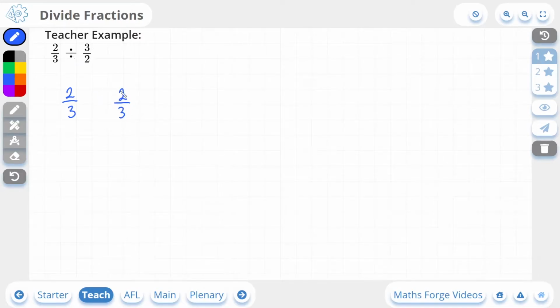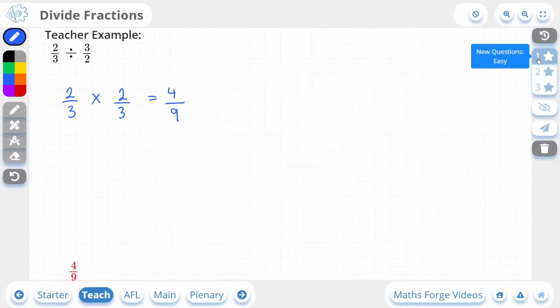And once you've flipped it around, once you've found the reciprocal, instead of a division symbol, you're going to put a multiplication symbol. So you should know by now how to multiply fractions. And if you don't, check out the lesson on multiplying fractions. So from here, we're going to do 2 multiplied by 2, which is 4, over 3 multiplied by 3, which is 9. And we cannot simplify this fraction, so this is the answer in its simplest form. And if we check the answers, there we are.